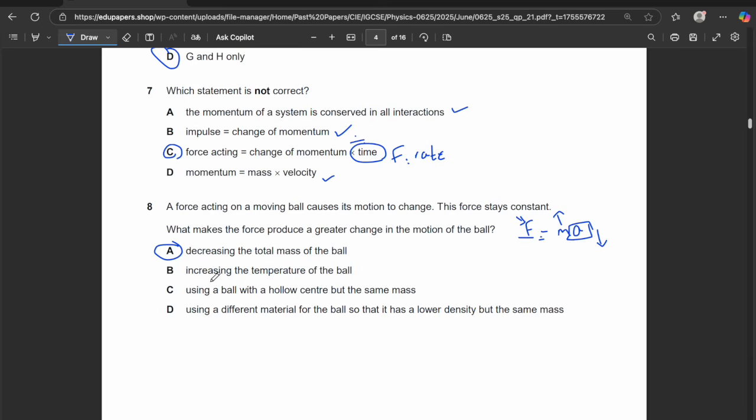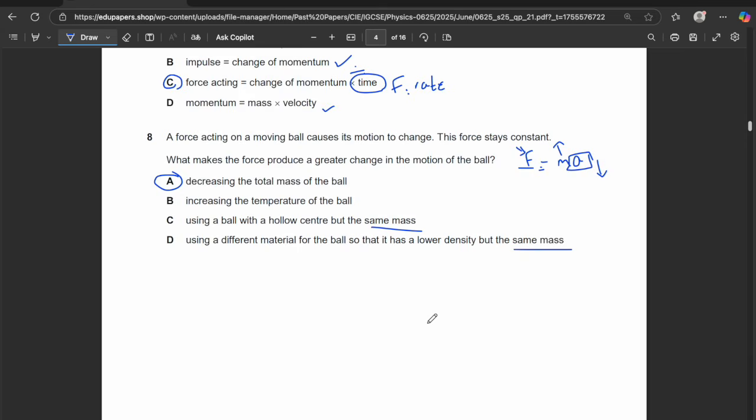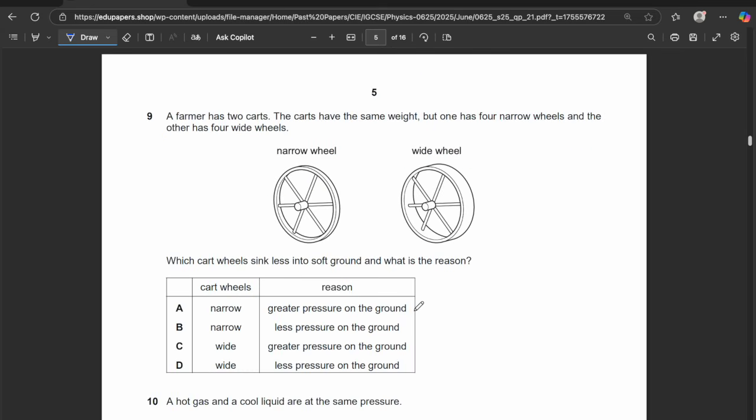B, increasing the temperature of the ball. You can see that the equation doesn't really show anything about the temperature. It doesn't really affect any of these quantities. C, using a ball with a hollow center but the same mass. So mass is the same and no difference. D, using a different material for the ball so that it has a lower density but the same mass, then there will be no difference.